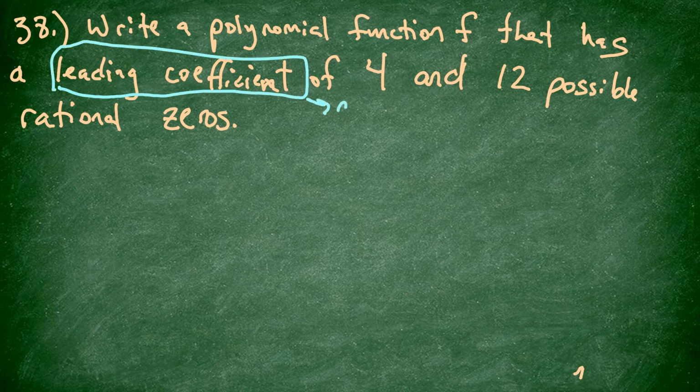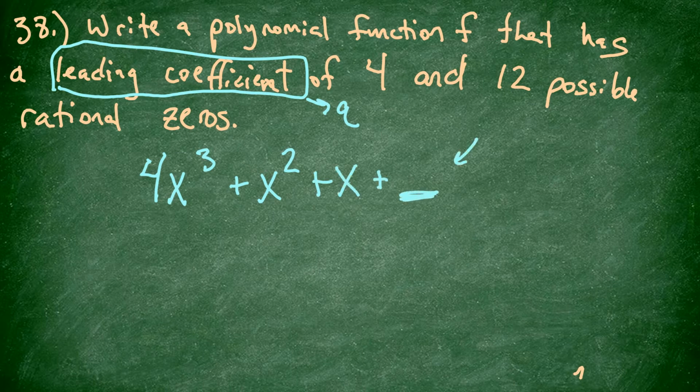Well, that's just a fancy way to say q. So you're going to have 4x to whatever exponent you want. I'm going to put third. Then you can put whatever you want, plus x squared, plus x, plus, we're going to pick a number here. We're going to pick a p. So we have to pick a number for p.